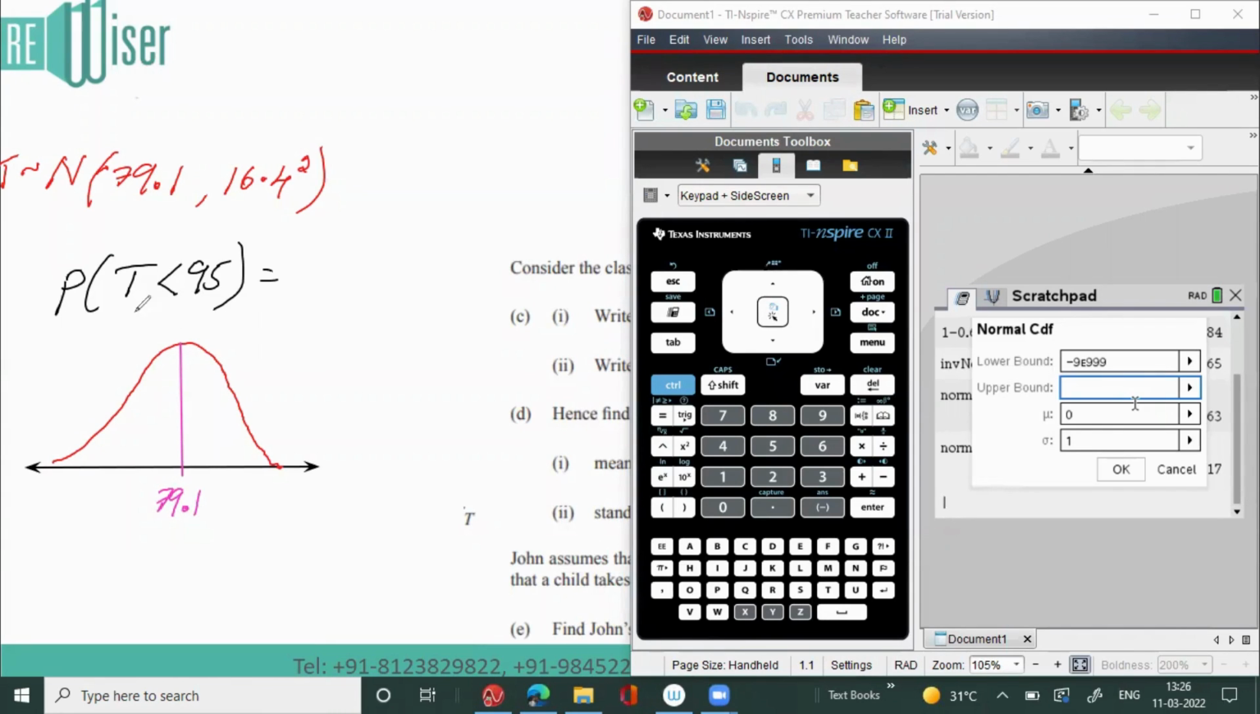So when I say t is less than 95, suppose 95 is around here, we need to figure out all the probability which is less than this. In that case, my lower bound has to be a very large negative value. That's why I'm leaving it as negative 9E999, and the upper bound is 95. We are finding the area or probability up till 95, and the mean is given as 79.1, and the standard deviation we know is 16.4.